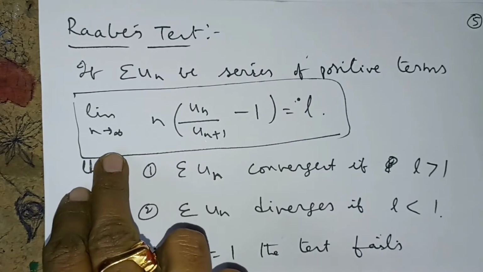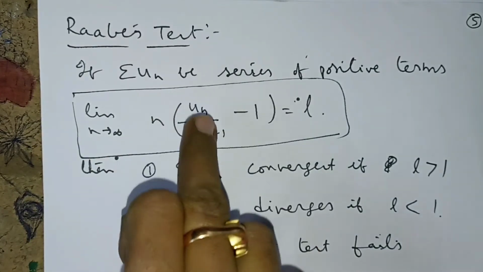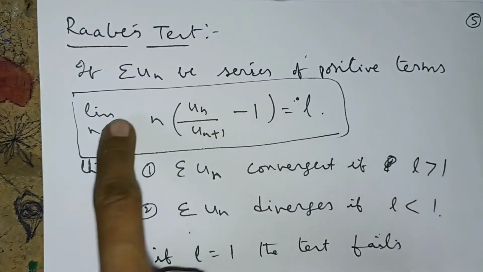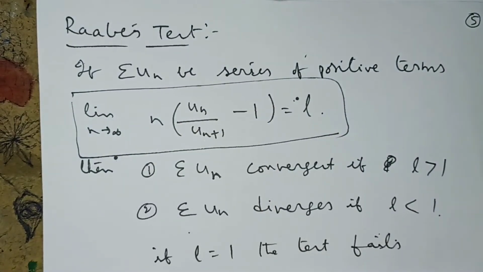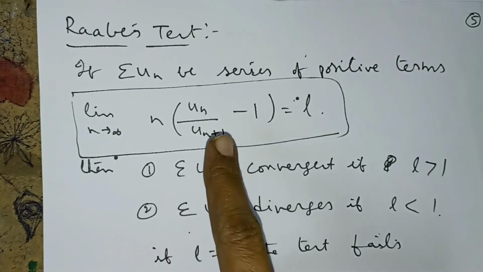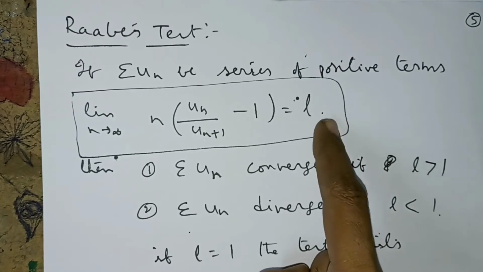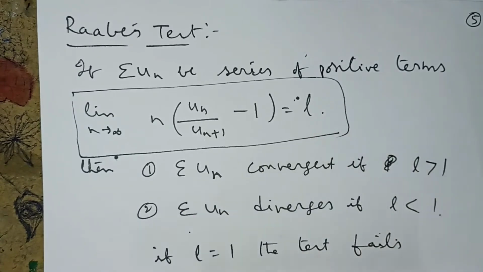limit n tends to infinity of n into (un by un plus 1 minus 1) is equal to L. Depending on this L value only, we will get the conclusions.